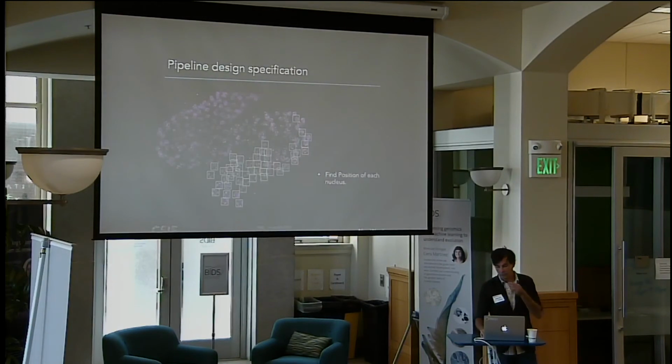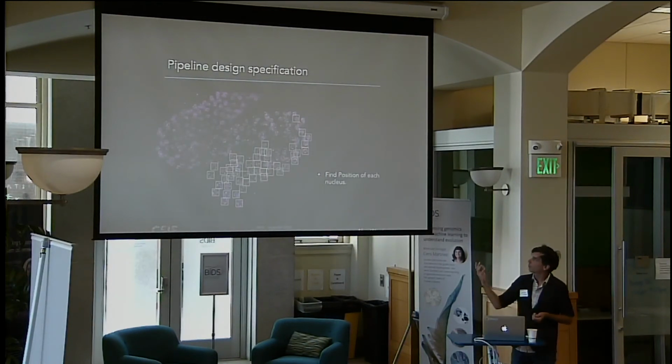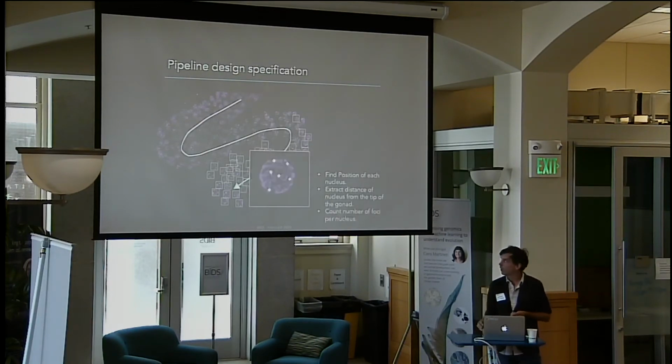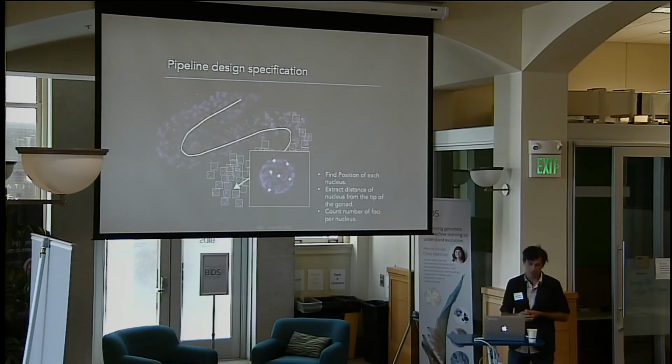So the design specification of the pipeline was to first find the position of each nucleus, then extract the distance of the nucleus from the tip of the gonad, because they wanted to know in which stage of the meiosis they were, and then finally count the number of foci or crossovers. These dots are the crossovers on the chromosome, between the chromosomes that you see in green, and be able to count these dots and the number of these dots per chromosome.